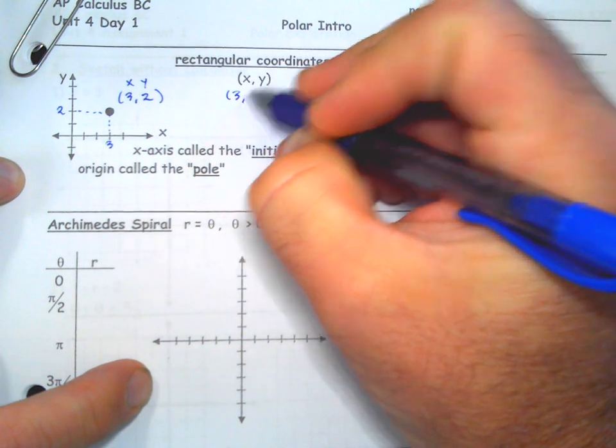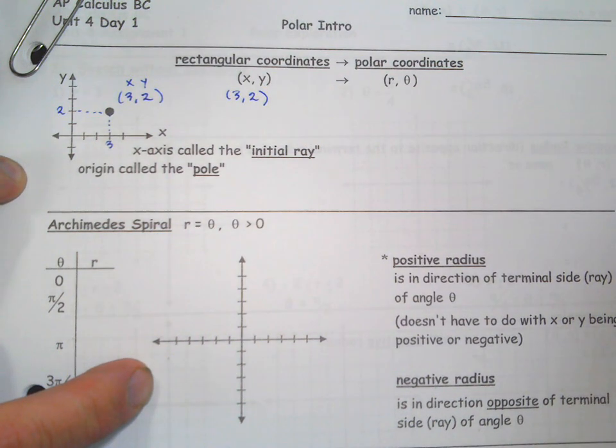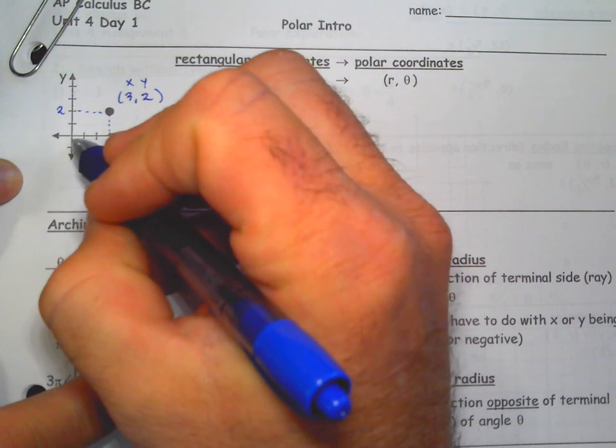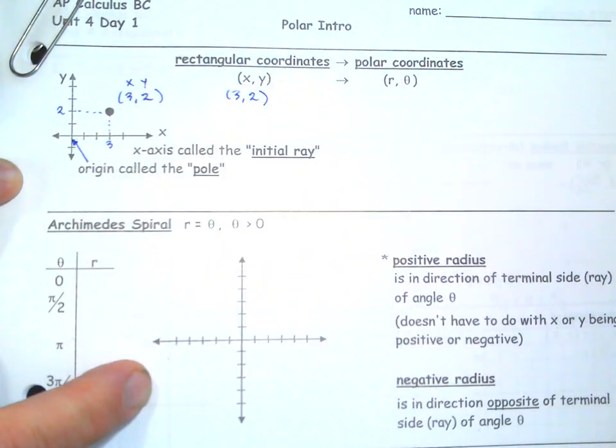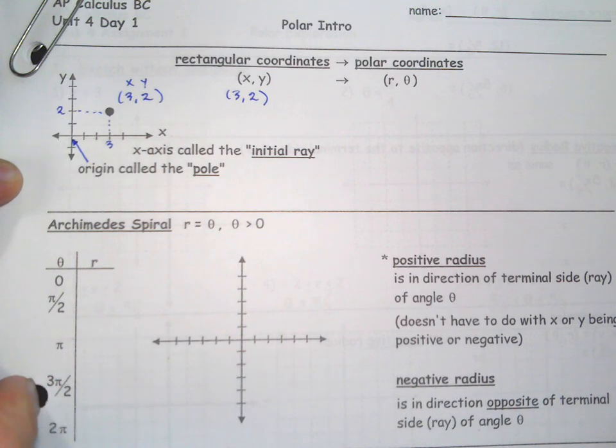So this point would be (3, 2), x first, y second. But we could also describe this with some other values. What we usually call the origin is often called the pole in this situation, and the x-axis is called the initial ray. We use an angle and a radius to describe the same point we were just looking at.